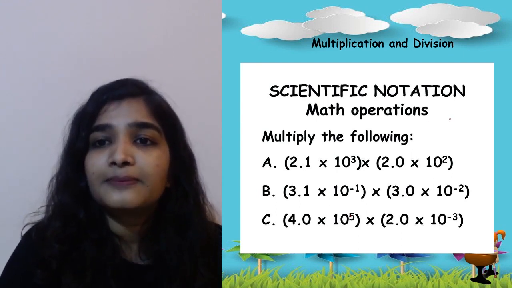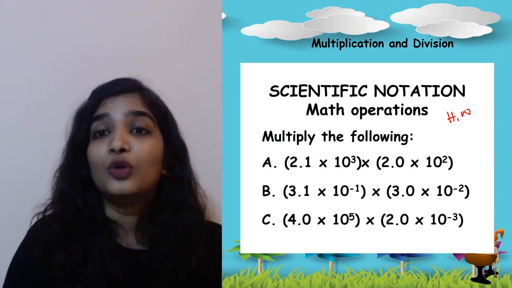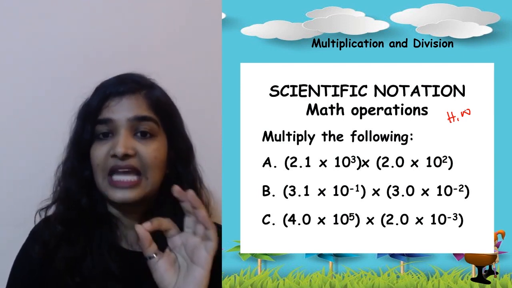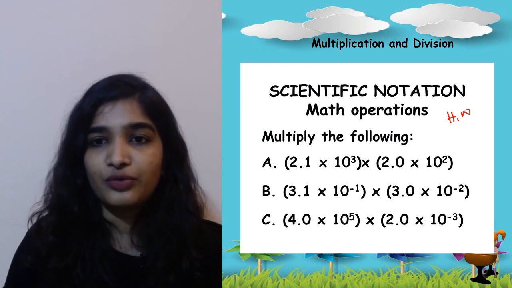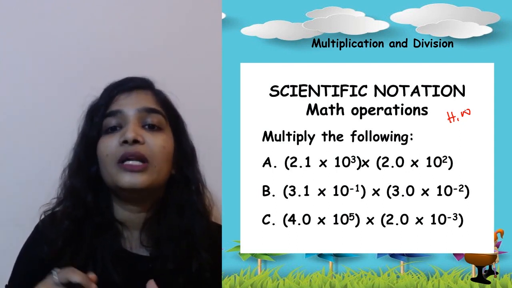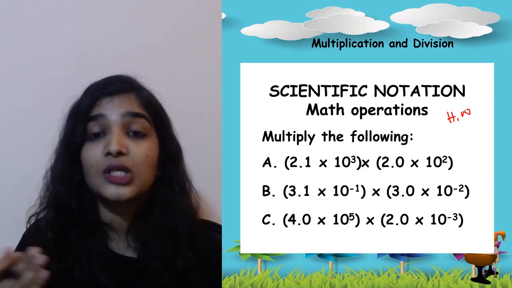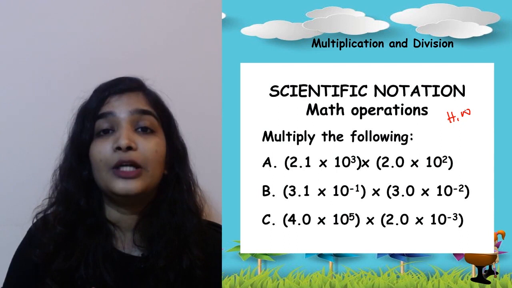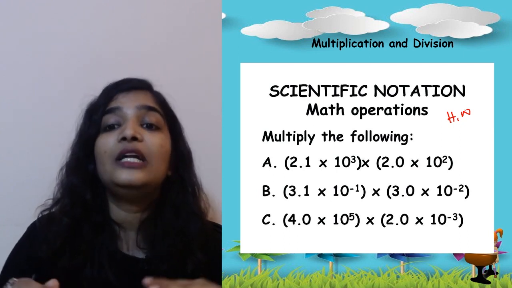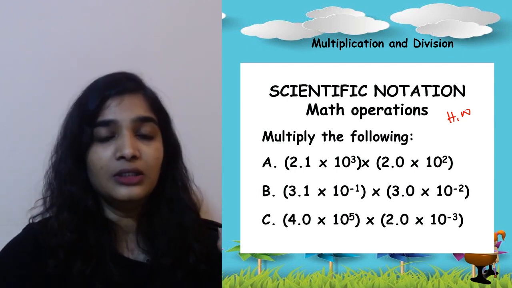So do this. This will be homework. Multiply the following. I want to see the answers. A, 2.1 into 10 raised to 3 into 2.0 into 10 raised to 2. B, 3.1 into 10 raised to minus 1 into 3.0 into 10 raised to minus 2. C, 4.0 into 10 raised to minus 5 into 2.0 into 10 raised to minus 3. Okay, these are all multiplication.